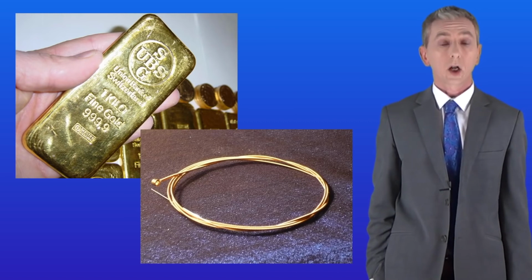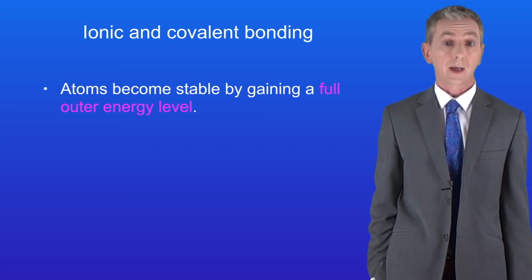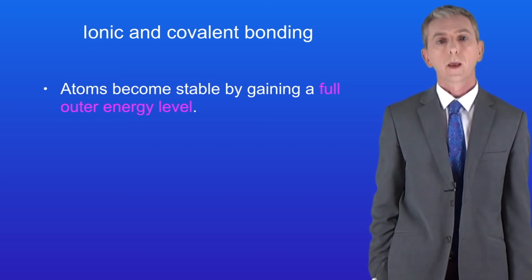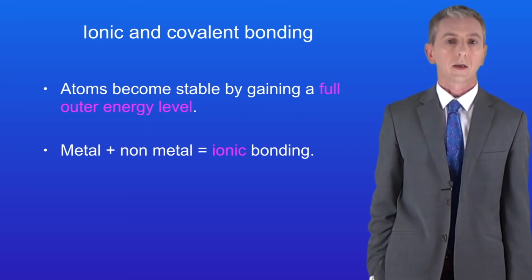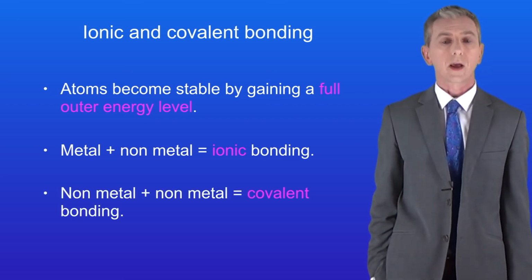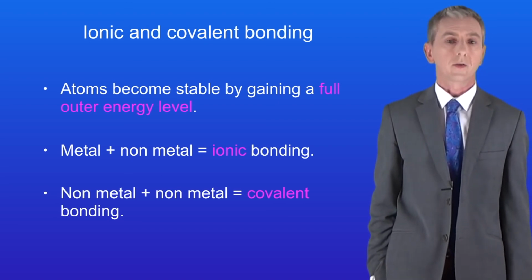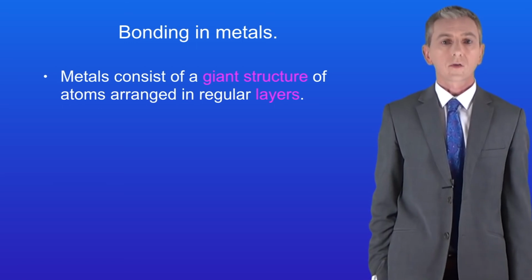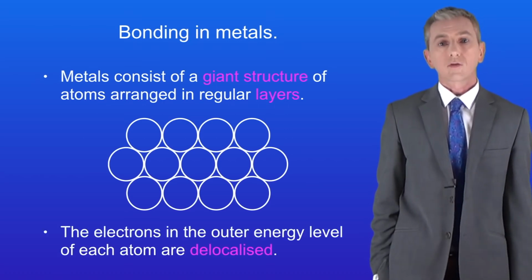So let's start by taking a closer look at metals. In the previous videos, we've seen that atoms become stable by gaining a full outer energy level. When a metal atom reacts with a non-metal atom, we see ionic bonding. However, when two non-metal atoms react, we've got covalent bonding. So let's take a look at bonding in metals. Metals consist of a giant structure of atoms arranged in regular layers, and I'm showing you that here. In a metal, the electrons in the outer energy level of each atom are delocalized. So let's take a look at what that means.